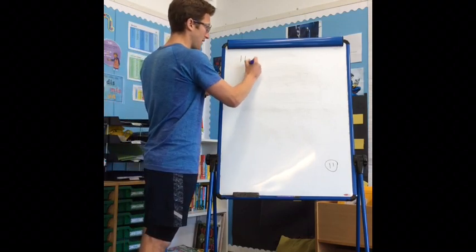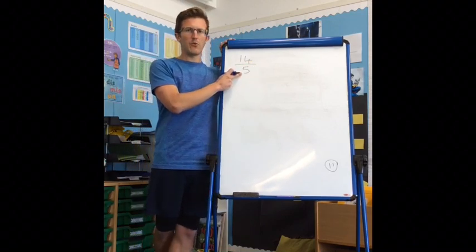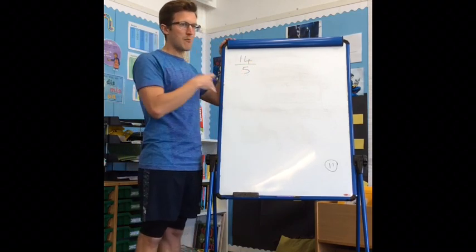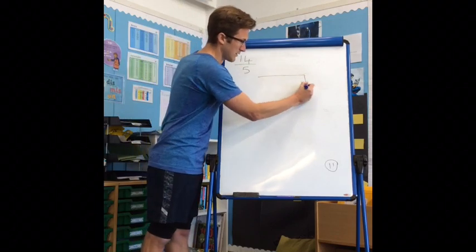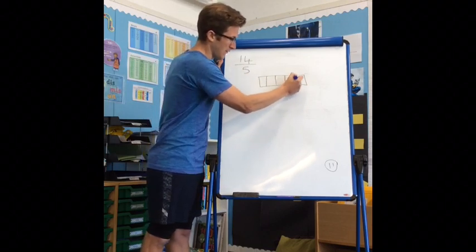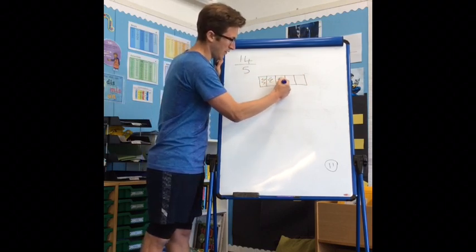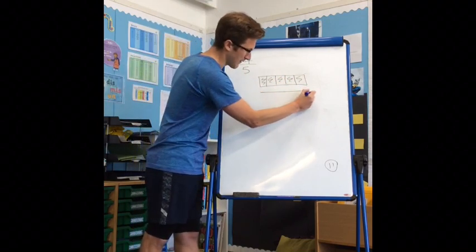So here's 14 fifths. Now, when we're drawing a bar model, this denominator is very important. This shows me how many parts to break my whole into. So it's fifths. So I'm going to draw a bar and put that into fifths. 1, 2, 3, 4. Let's just check. 1, 2, 3, 4, 5. So I've got 5 fifths here. I need 14, so I need another one. I'm going to draw one.